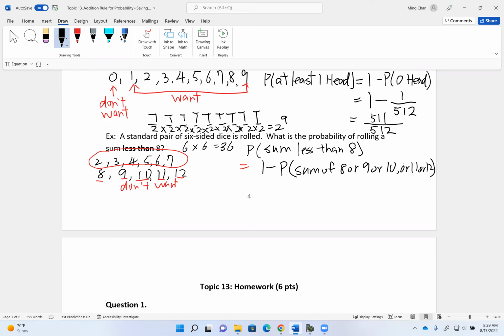All right, so let's think about this. How can I roll a sum of 8? Let's figure out how many ways we can roll a sum of 8. There's no 1 and 7, rolling a 1 and rolling a 7, that does not exist because it's only a 6-sided die.